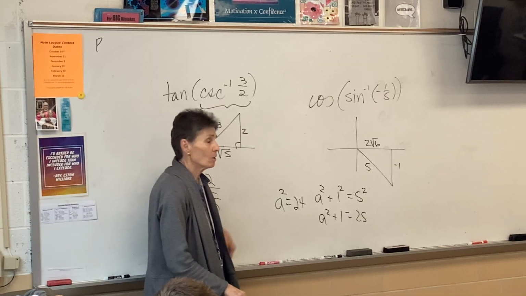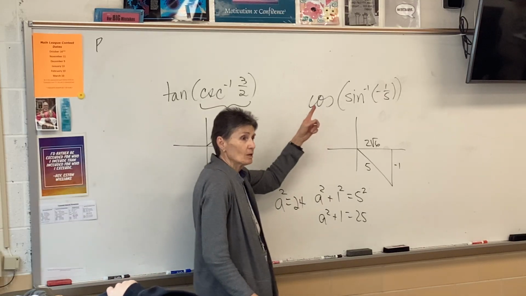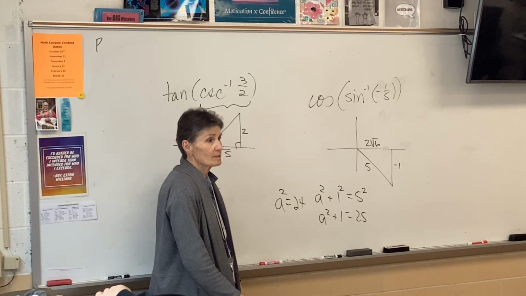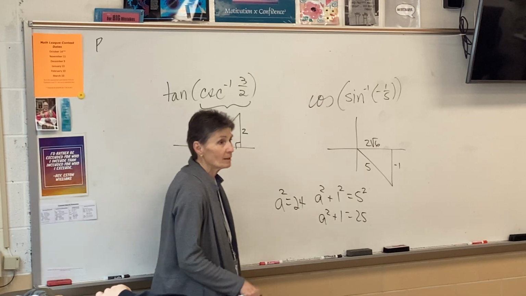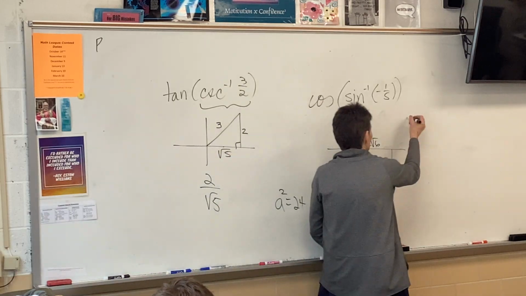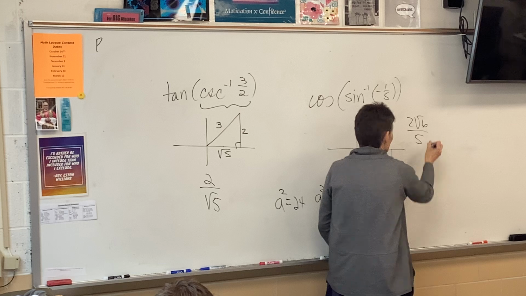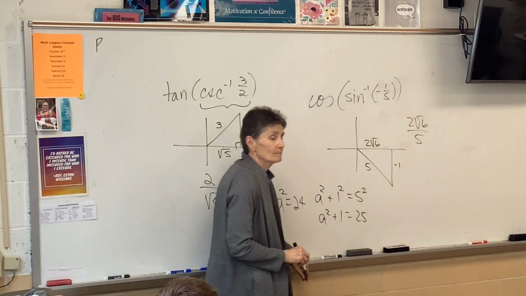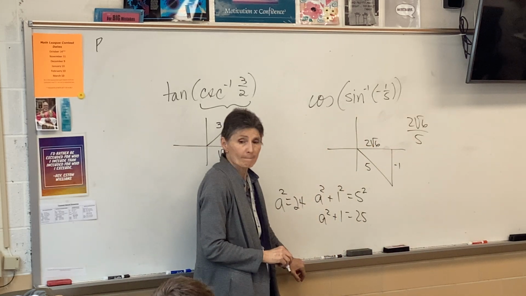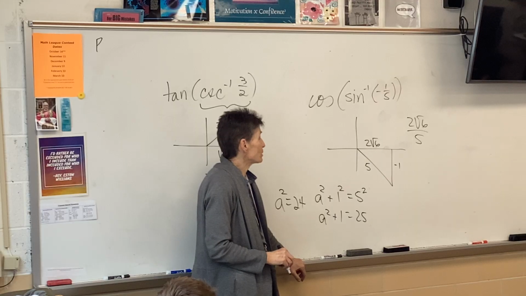Now, what do I want to know? I want to know the cosine. What's the adjacent? Cosine is adjacent over hypotenuse, so it will be 2 root 6 over 5. So that extra parentheses separates the negative.